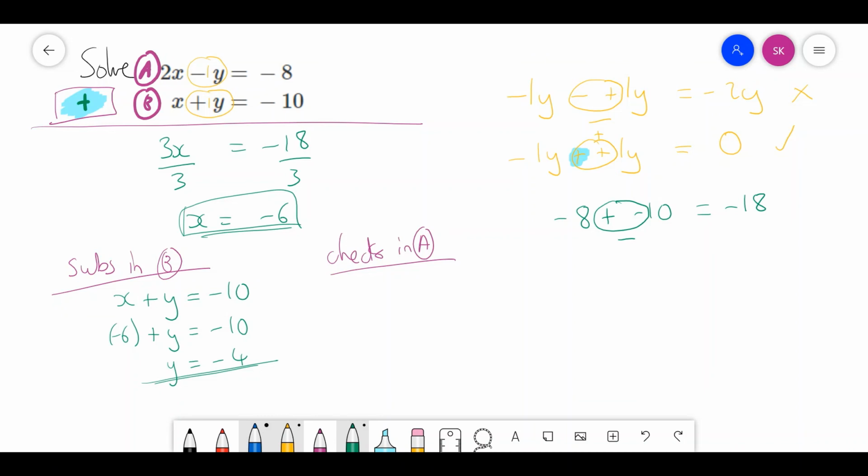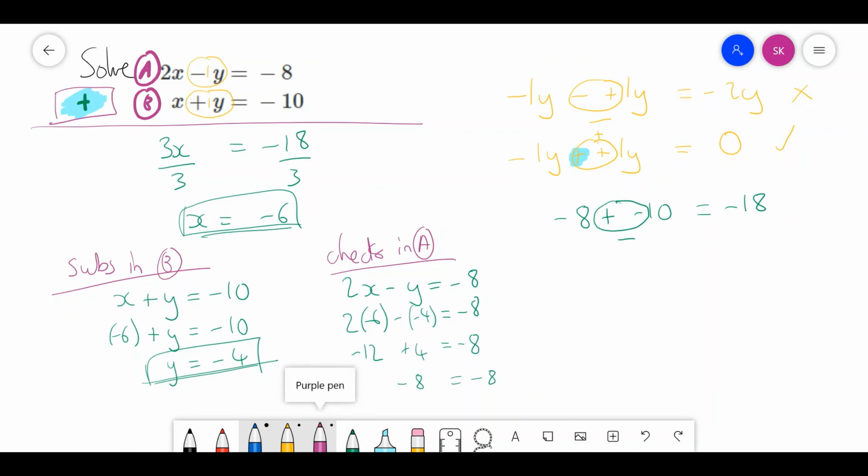Hope so. So we write out A, 2x minus y equals negative 8. And I'm going to substitute my two values for x and y, my two solutions. So 2 times negative 6 minus negative 4. Make sure you're writing those brackets there, because these negative signs are going to get tricky. Negative 8 equals negative 8. Therefore, I know I've done it correctly.